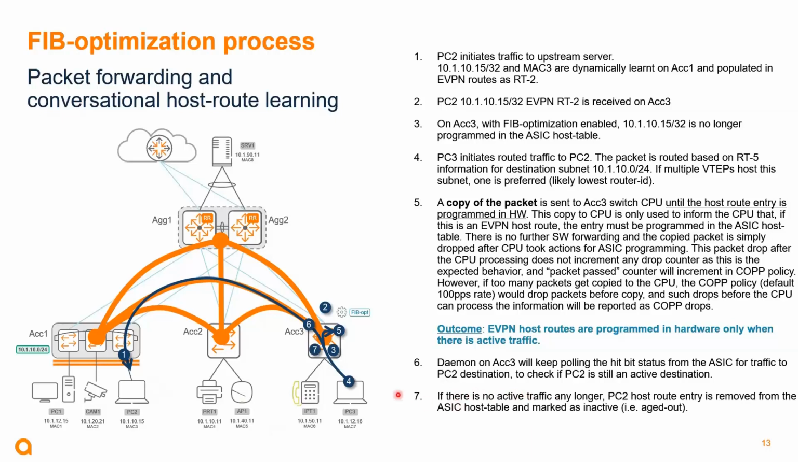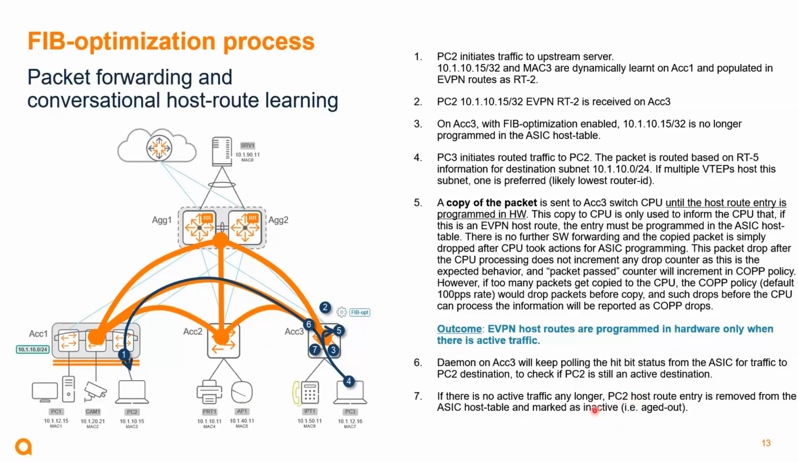So if there is no active traffic any longer to that destination, I was mentioning the flow, sorry, it's not based on the source. Really the hit bit is about the destination. If there is traffic to that destination, regardless of the source, on the access 3, that hit bit will say there is traffic to that destination.